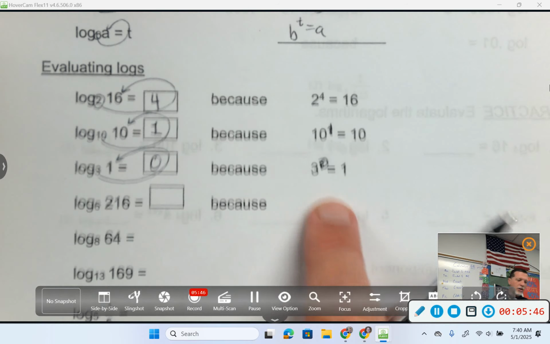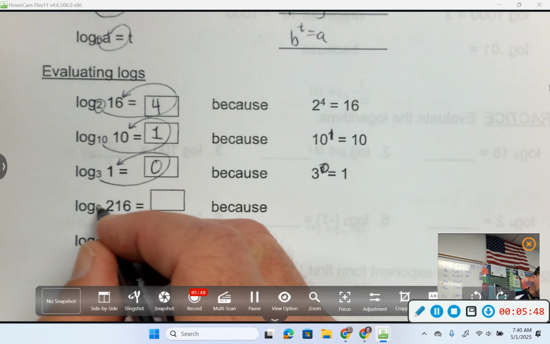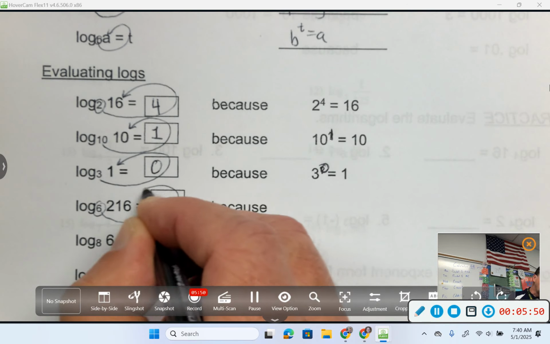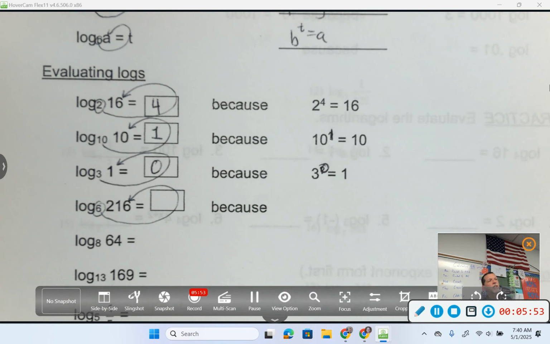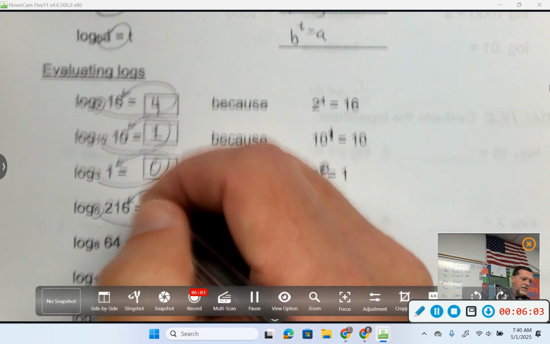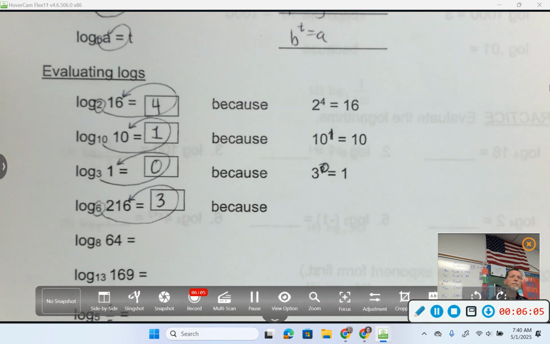Now we drop off the "because" altogether, but it's still the same thing. 6 to some power equals 216. And if you don't have a calculator, you know it's going to be an integer. So 6 squared is 36. 6 to the third is 216.